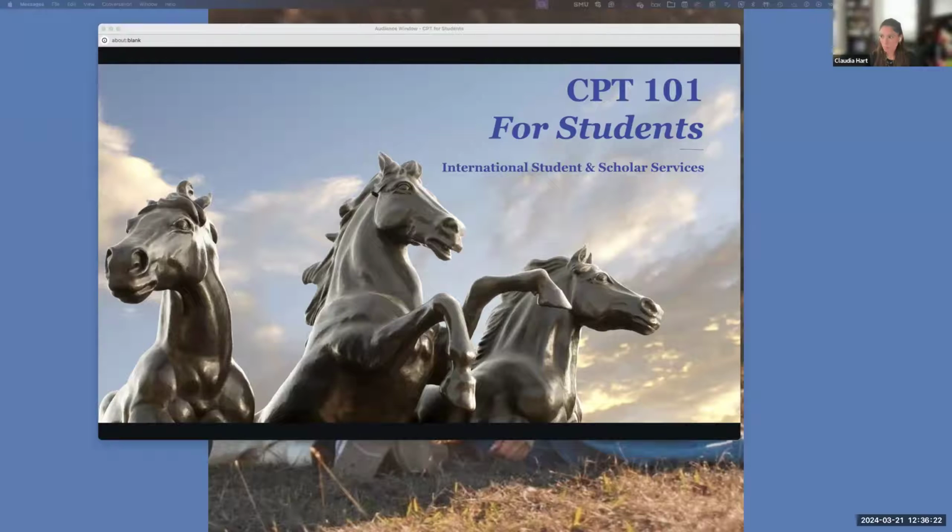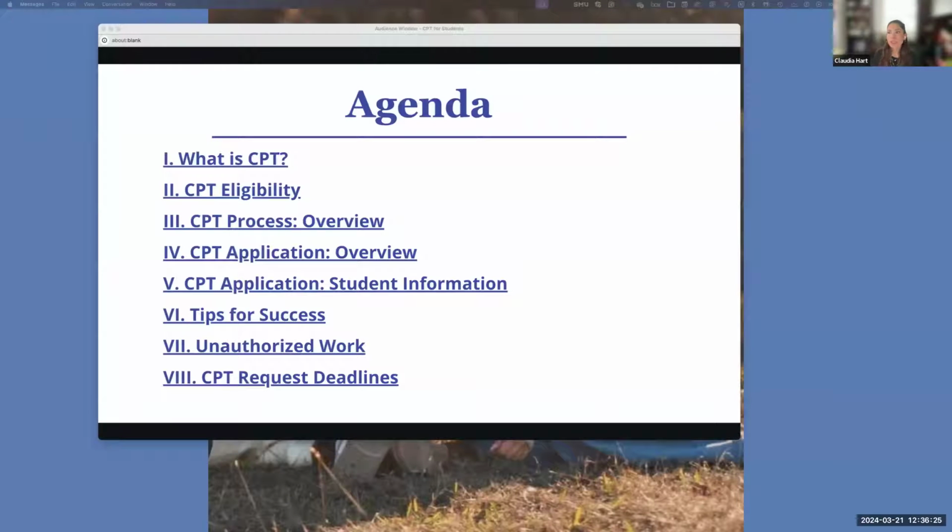Okay, awesome. So the agenda: what is CPT, CPT eligibility, the process to apply for CPT work authorization, both for the student and also the stakeholders in the process, some tips for success, unauthorized work, and what's really important, the deadlines that you need to think about.